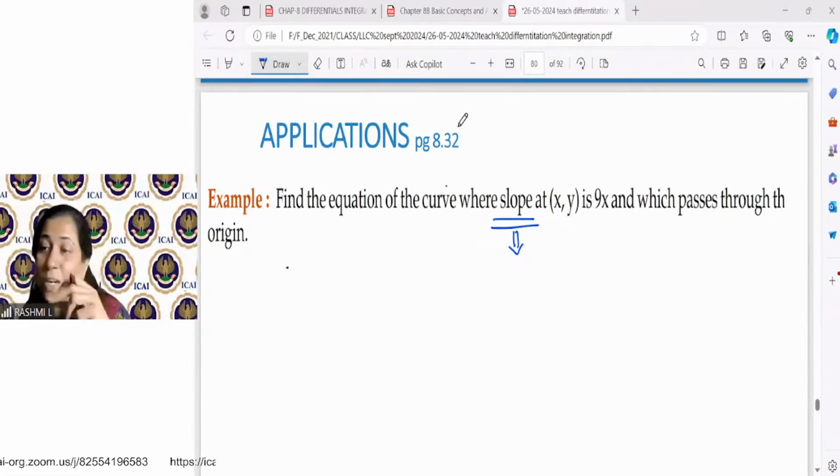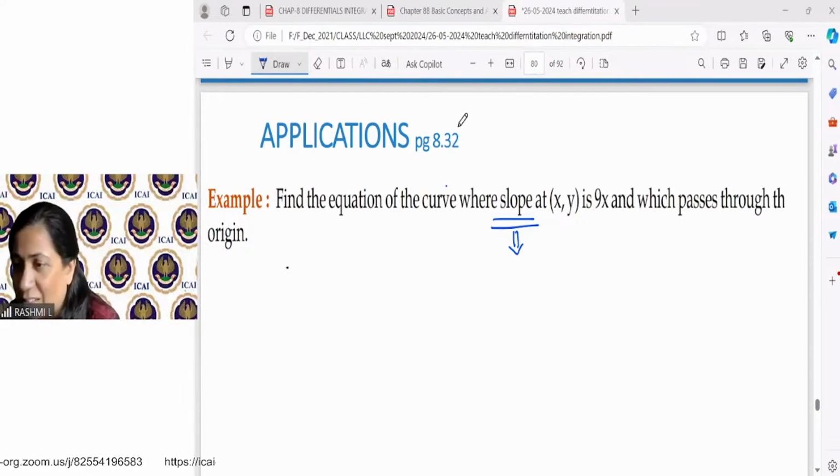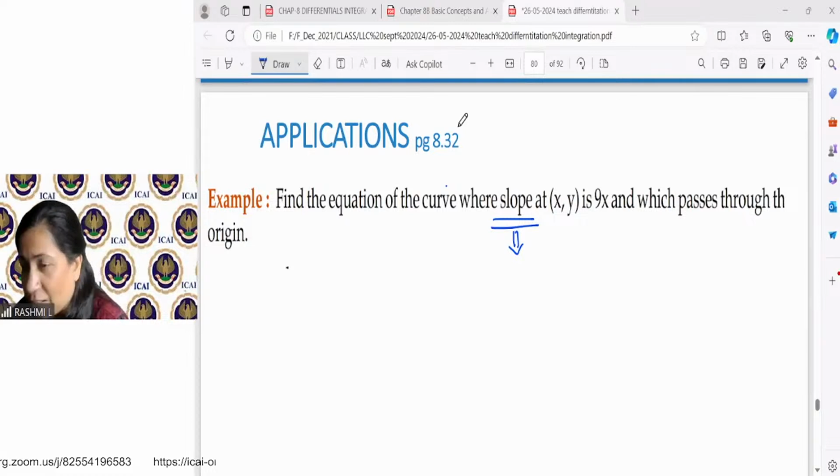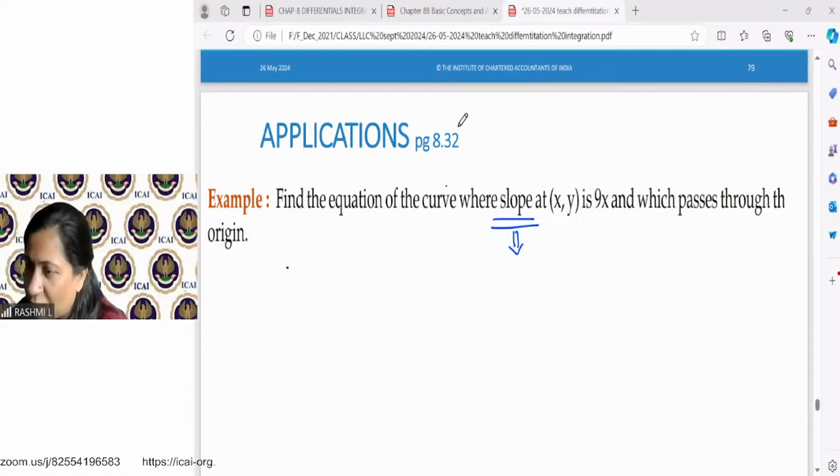Remember the MCQ we had done in the first 5 minutes. What does derivative give you? And what does integration give you? Integration gives you area under the curve. And yes, very correct, Reshma.